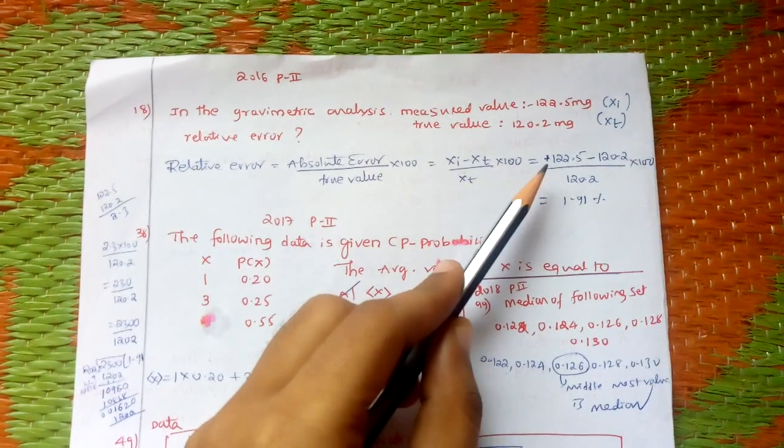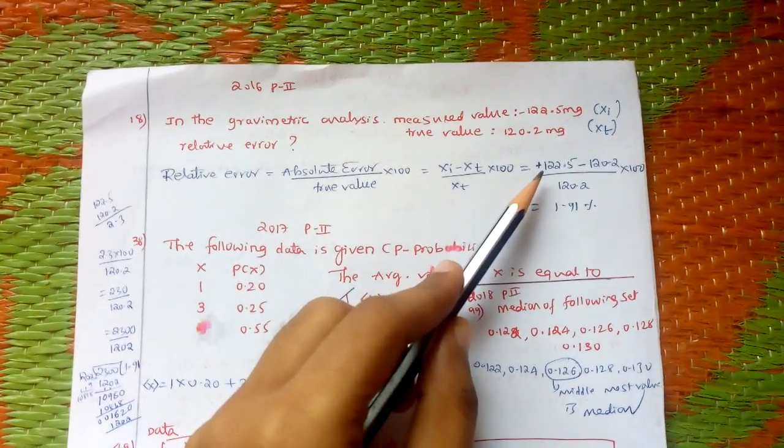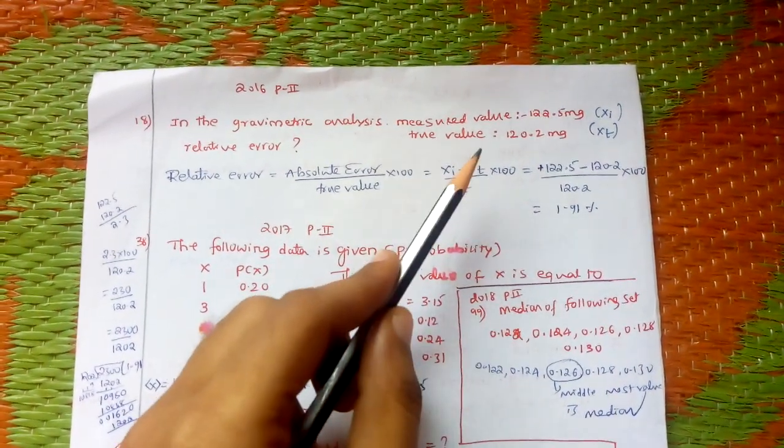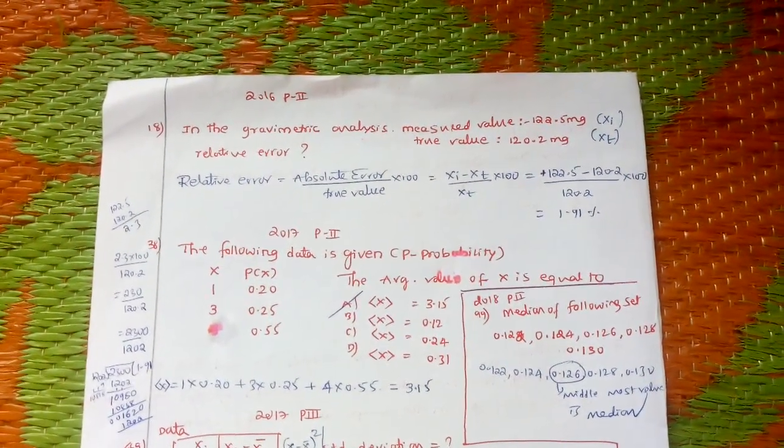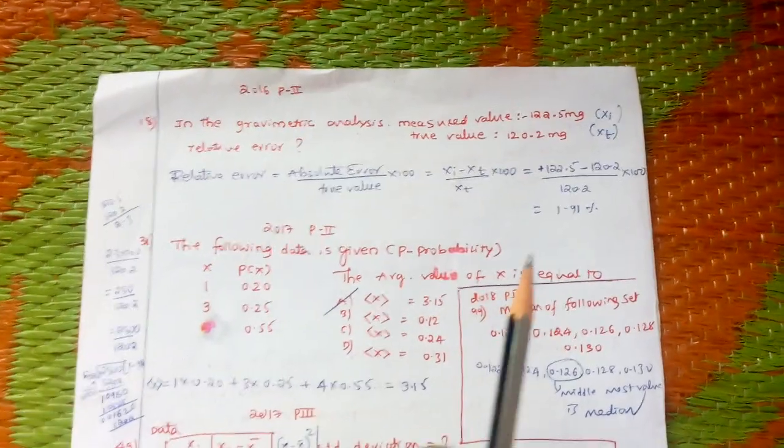Here the measured value is 122.5 and the true value is 12.02. You will get 1.91 percent.